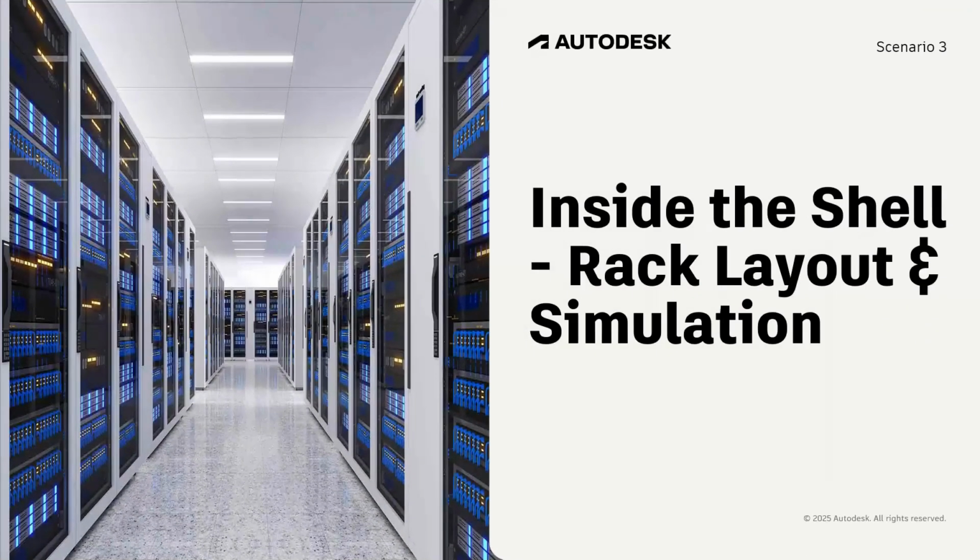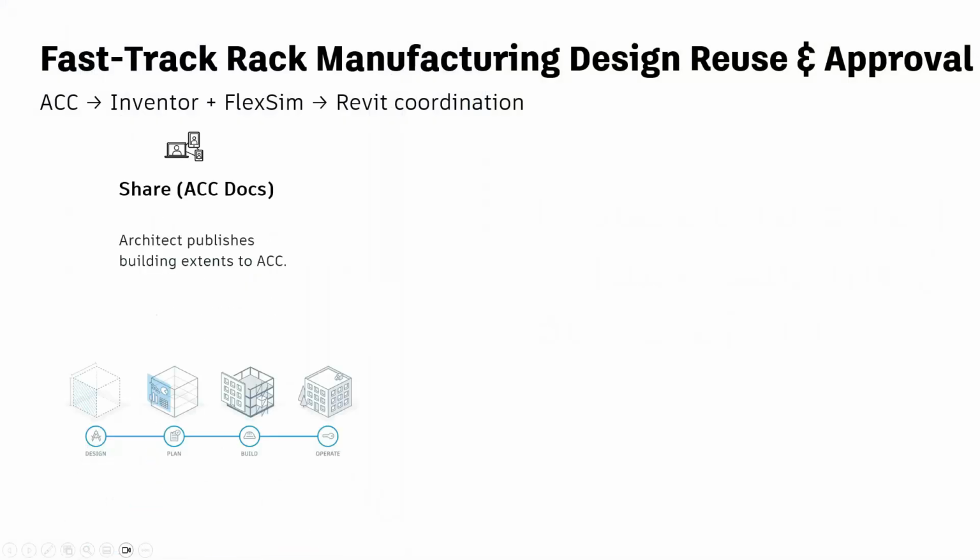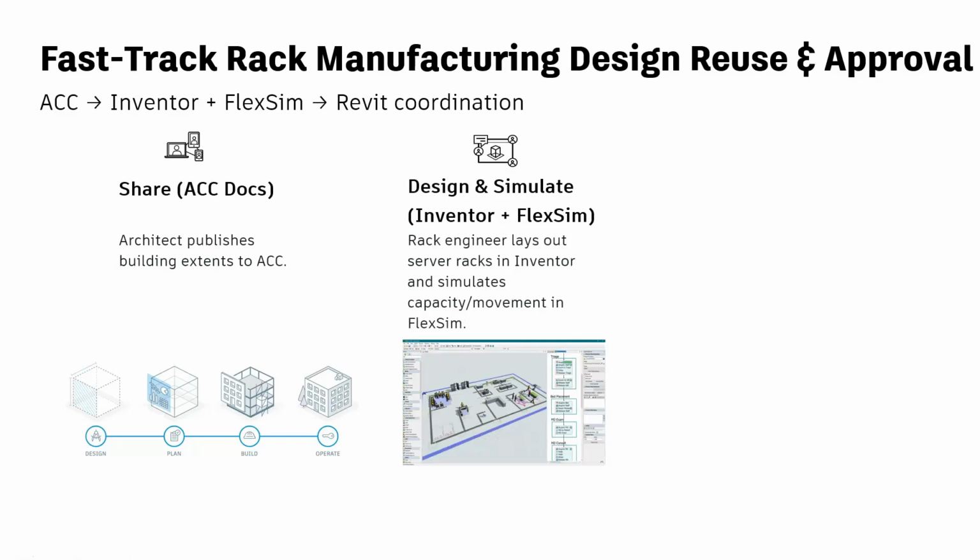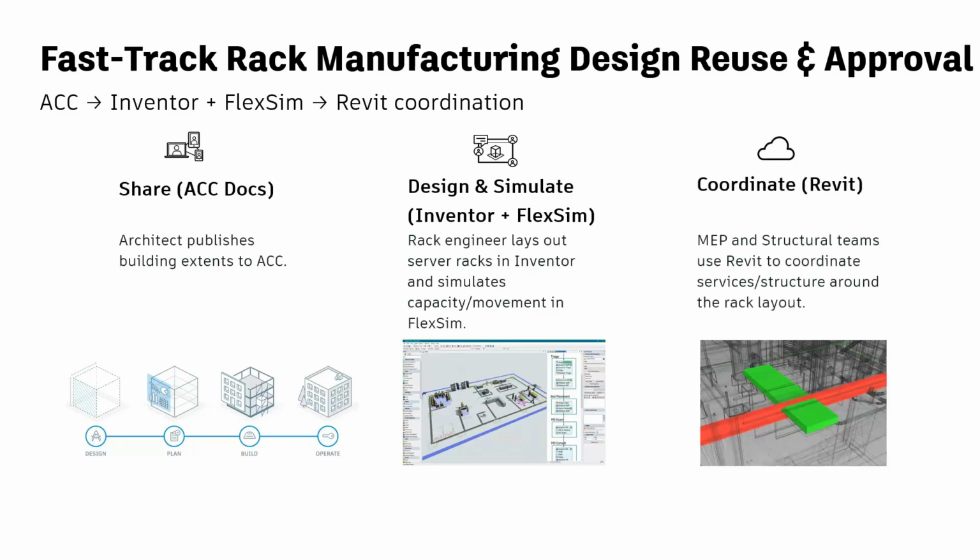In this video, you will meet the extended data center team working inside the building shell. The architect shares the building extents from Autodesk Construction Cloud with the engineering manager. The rack engineer then uses Inventor to lay out the server racks and FlexSim to test capacity and movement before the MEP and structural engineers use the coordinated Revit model to design services and structure around the real rack layout.